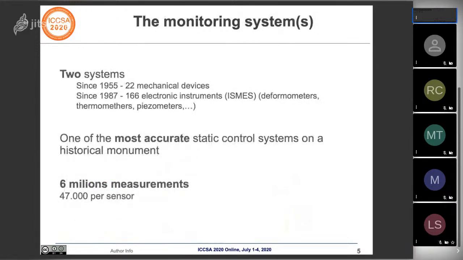So actually there are 2 main monitoring systems installed on the dome. The first one was set up in 1955, while the second one was set up in 1987, which is the one that we consider in this application. It's made of 166 electronic instruments, which comprise deformometers, thermometers, piezometers, etc. In total, we have 6 million measurements, which makes it one of the most accurate static control systems ever put on a historical monument.